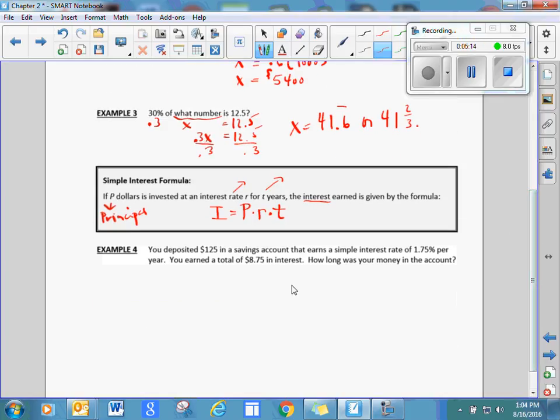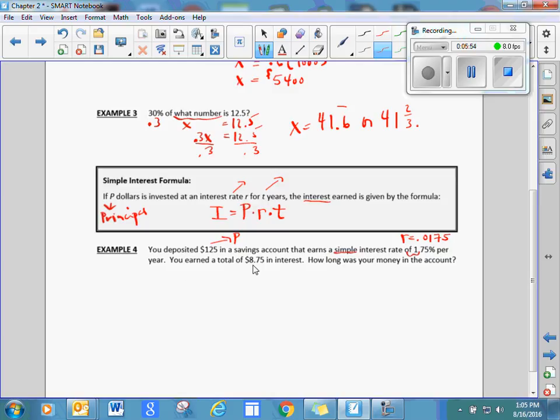So here's a good example. You deposit $125 in a savings account. That's your principal. That earns simple interest. This is called simple interest because there is another more complicated kind of interest called compounded interest. But these problems, initially at least, we're going to just deal with simple interest. 1.75%. This is your rate. We're going to turn it into a decimal. Move the decimal point. Remember how to do this? 2 places this way. 1, 2. So that's 0.0175. The rate written as a decimal.